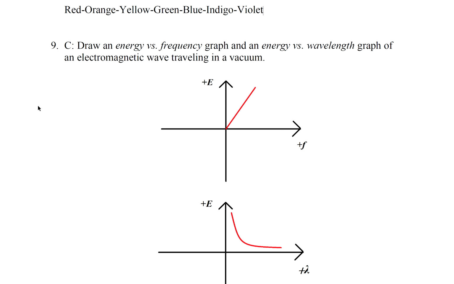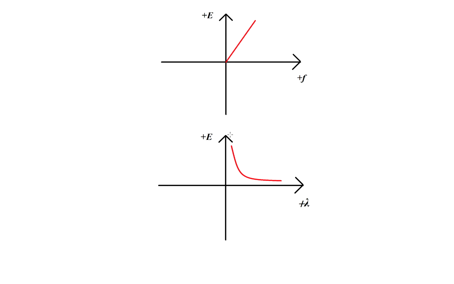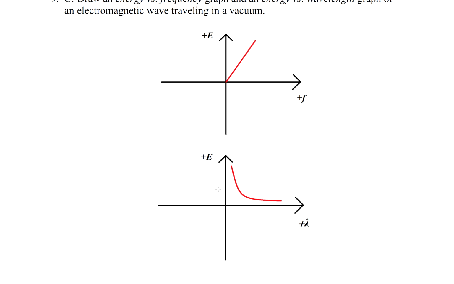Question 9. Draw an energy versus frequency graph and an energy versus wavelength graph of an electromagnetic wave traveling in a vacuum. So E equals hf. So if f gets bigger, E gets bigger. In this case, f cannot be negative. And E equals hf. f has an inverse relationship with lambda. So that's why the second graph looks like that.